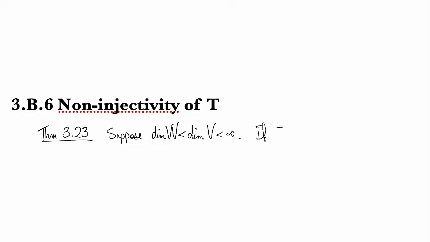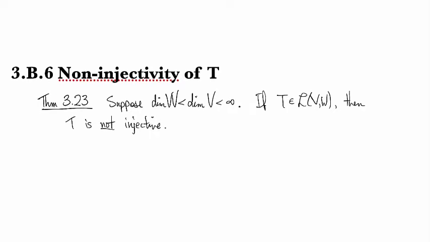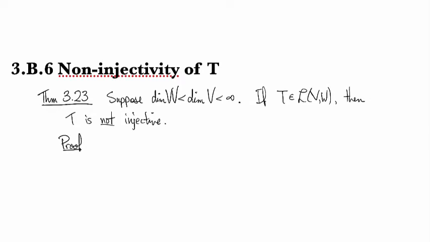So if T is a linear map from V to W, then since it's mapping into a smaller space, there's no way that T can be injective. And so the proof of this is just to use the equality that appears in the rank nullity theorem, that equation.